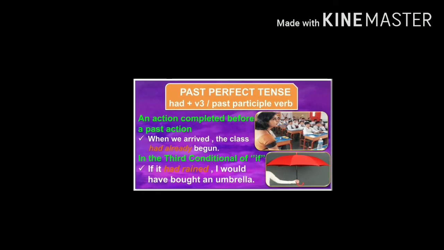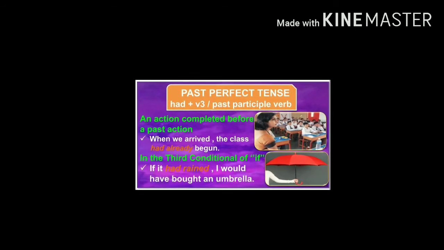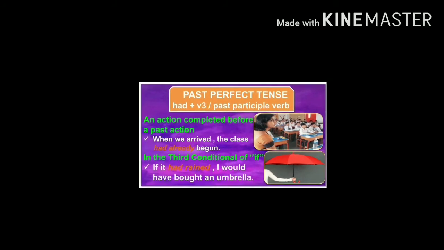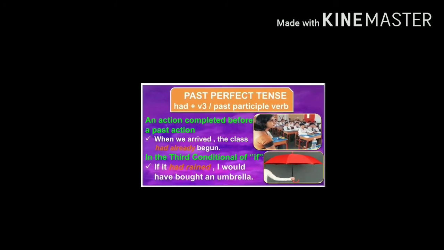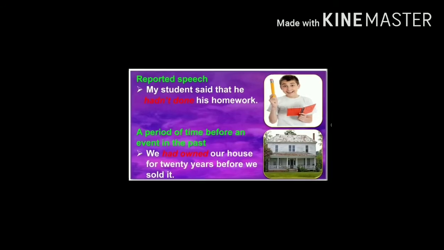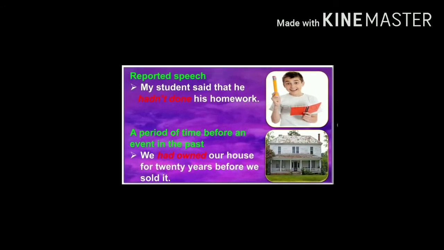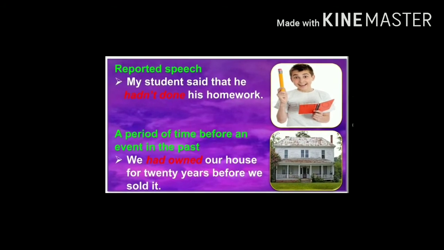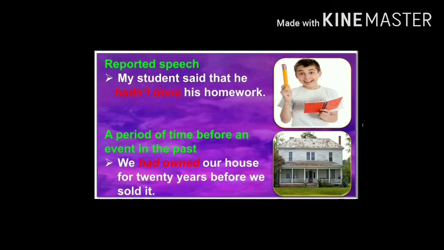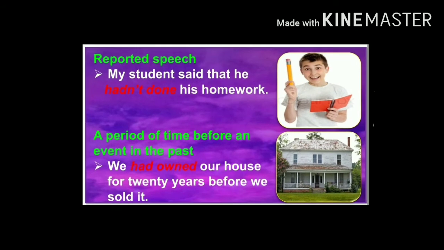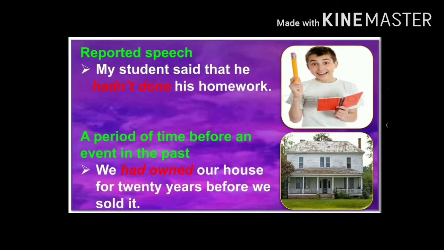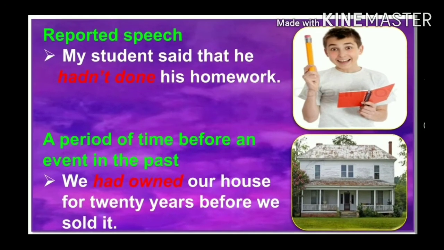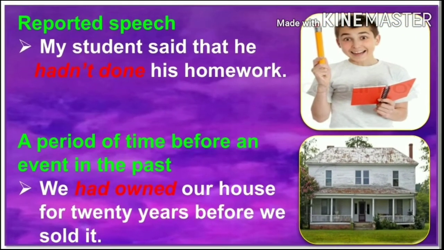The second one is in the third conditional class of if. If it had rained, I would have bought an umbrella. Next one is reported speech. My student said that he hadn't done his homework. And the last one is a period of time before an event in the past. Example, we had owned our house for 20 years before we sold it.